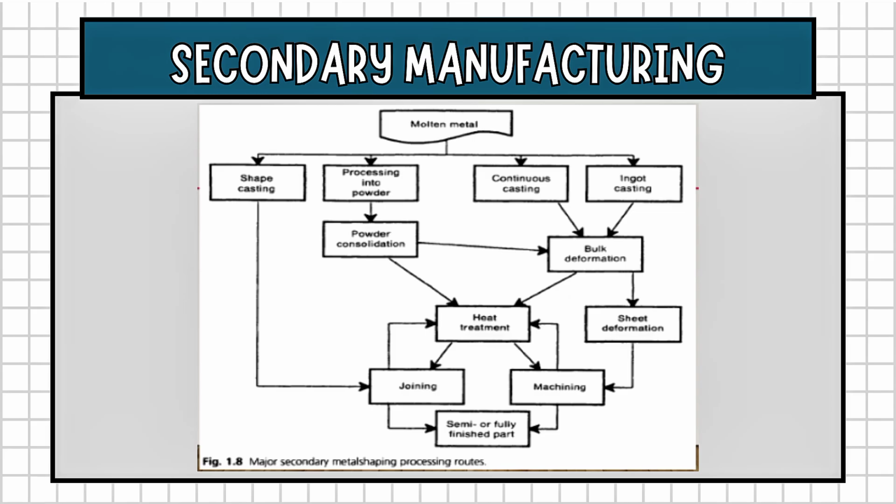optimized for performance. After heat treatment, the metal can follow two main finishing routes: joining, which includes welding, brazing, soldering, or mechanical fastening, or machining, which involves cutting, grinding, drilling, and other operations to achieve precise dimensions and surface finishes. These steps help transform the processed material into a semi or fully finished part. Regardless of the specific path taken, whether casting, powder metallurgy, deformation processing, heat treatment, or finishing operations, the goal of all these routes is to produce a semi or fully finished component ready for assembly or use.